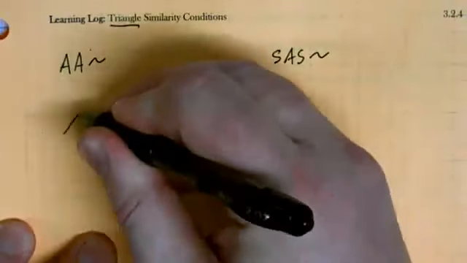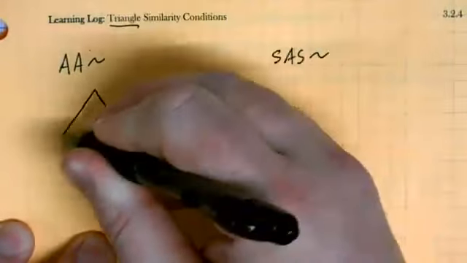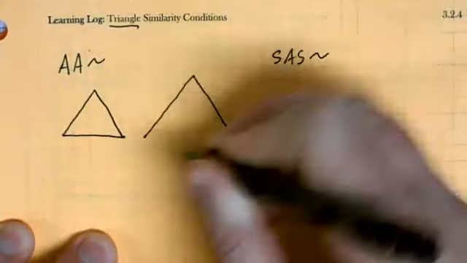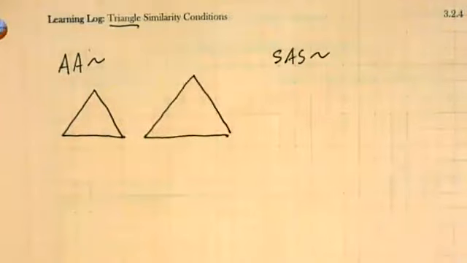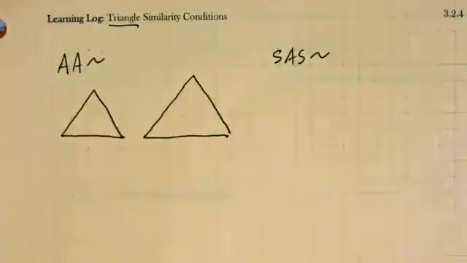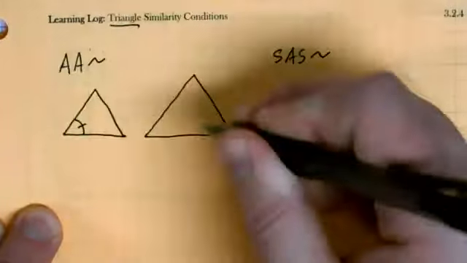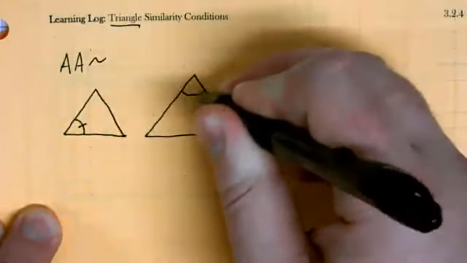So let's draw a couple triangles here for AA. We're talking about similarity here, so they don't have to be the same size. Remember, similar triangles have the same shape, not necessarily the same size. And AA just means that I have 2 pairs of angles. So I need to mark an angle on this triangle with a matching angle over here.